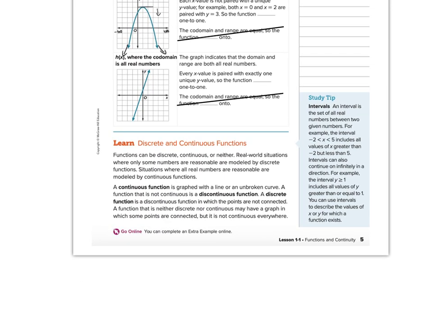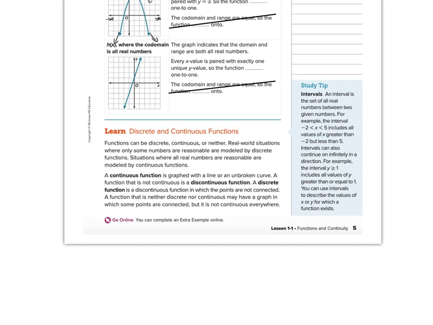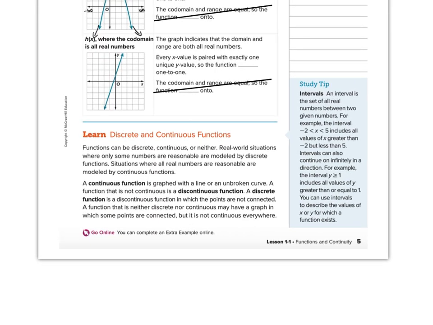Functions, talking here about discrete and continuous functions. Functions can be discrete, continuous, or neither. Real-world situations where only some numbers are reasonable are modeled by discrete functions. Situations where all real numbers are reasonable are modeled by continuous functions. I think of a continuous function as if I were to pour water out of a pitcher, right? I can dump water and stop and start and stop and start and drop just the tiniest little bit of water, or I can pour the whole pitcher out.